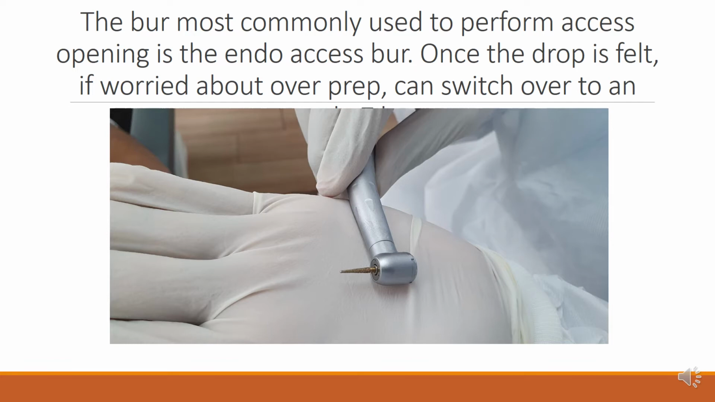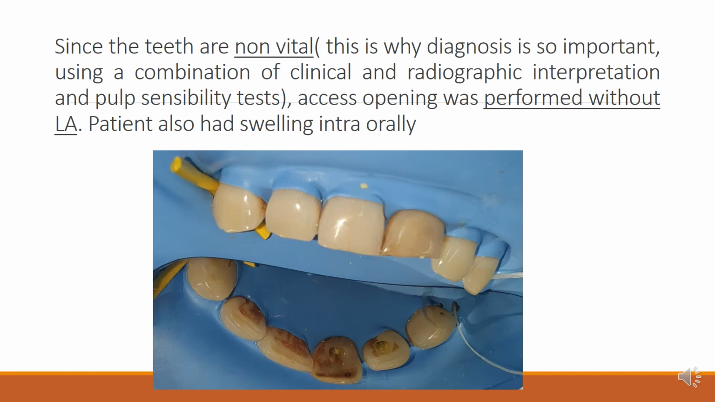And once you have actually established the access, if you want to refine the walls of your cavity, all you need to do is switch over to the endo Z burr, because it has a non-cutting tip, because of which the chances of perforation are significantly lesser. So since the teeth were non-vital, this is why diagnosis is very important, because it was a chronic periapical abscess. There was actually no need to give local anesthesia.